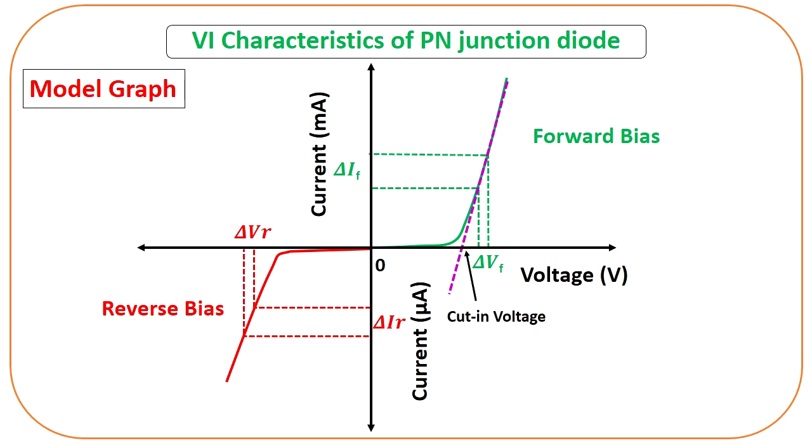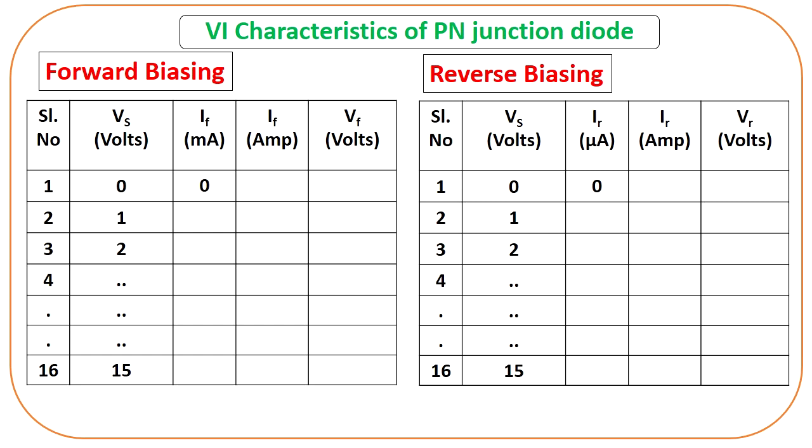So the forward dynamic resistance is equal to delta VF by delta IF. Similarly, we can calculate the reverse resistance by taking two points on the reverse characteristic IV graph, and the dynamic reverse resistance will be delta VR by delta IR. The unit of these two parameters will be ohm. Okay, so this is the table in both forward and reverse bias.